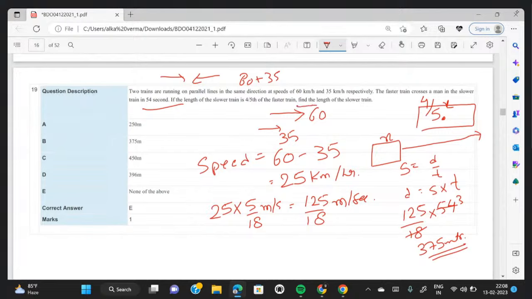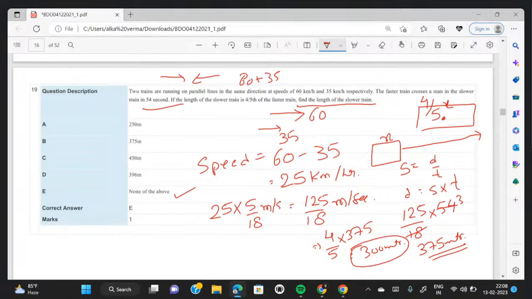In the question we have to find what? Length of the slower train. So when you do 4 by 5 into 375, your answer will come as 300 meters. Answer will come as 300 meters, but that is not in the option. 300 meters is not in the option. That is why we will take none of the above and we will move ahead.